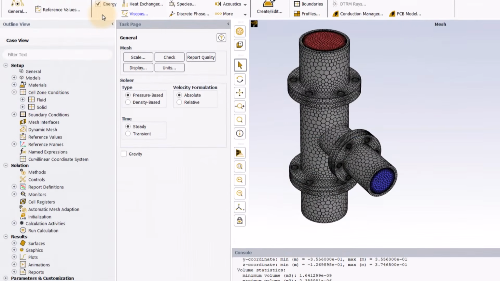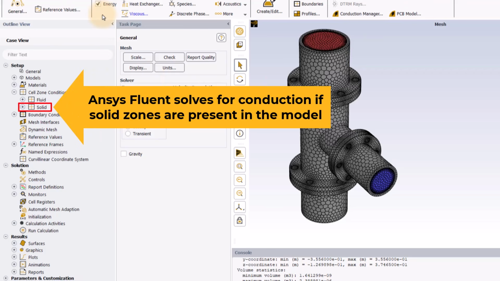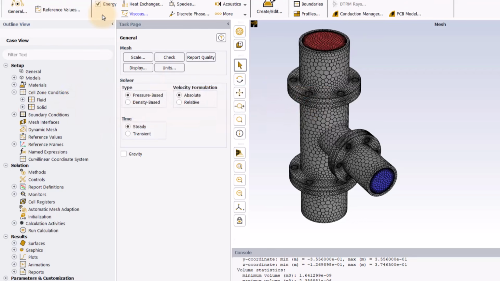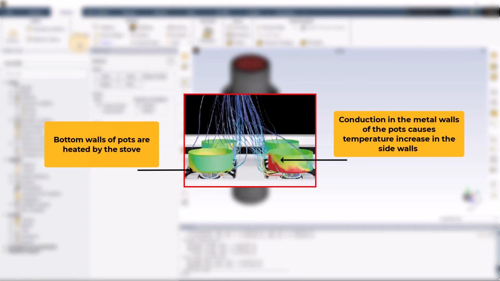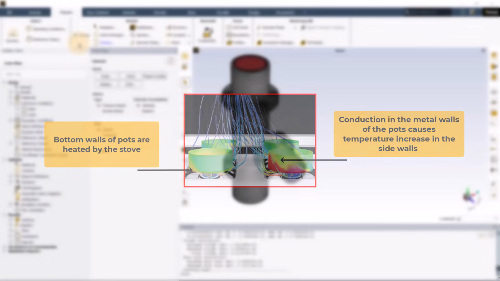If any solid zones are present in the model, Fluent will solve for conduction in the solid. The picture shows an example of conduction where the lower surface of the pot is being heated by the stove and the sidewalls get warmer by conduction through the metal.